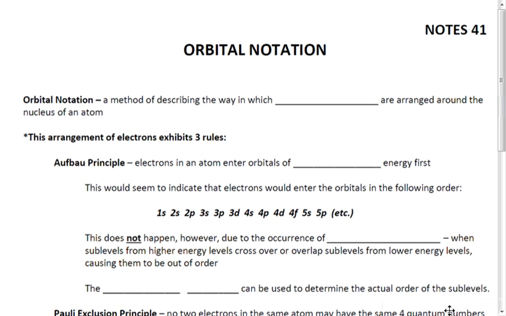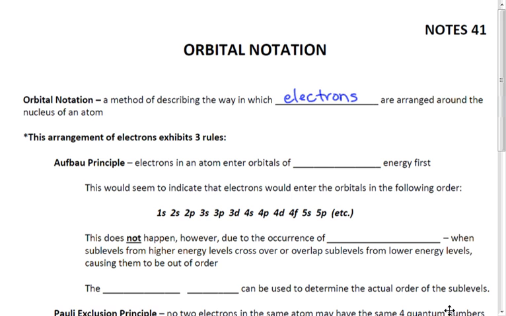Okay, so when we're talking about orbital notation, it is just a way that we can show how electrons are arranged around the nucleus of an atom. So this first blank here is going to be electrons. And orbital notation is just the process of writing out all the different orbitals and all the electrons that are going to be around that atom.